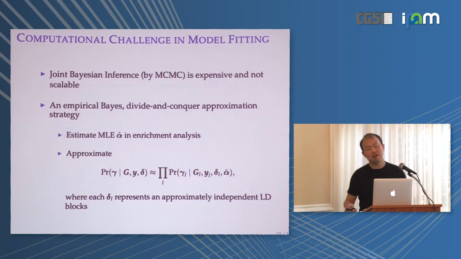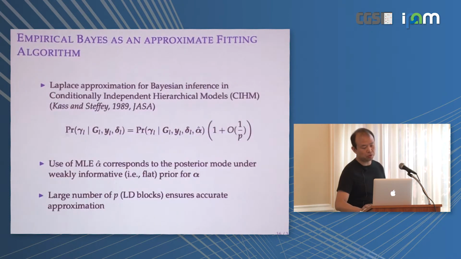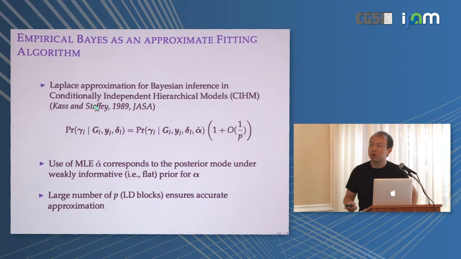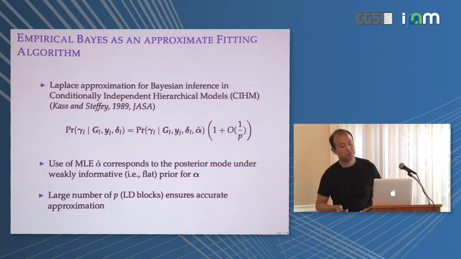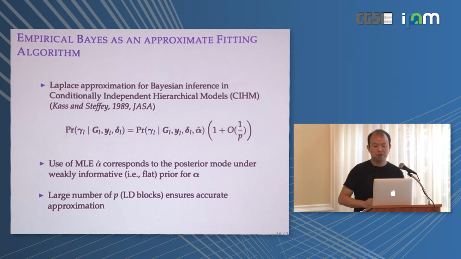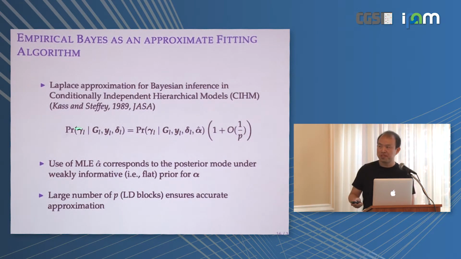So the argument of that is actually very interesting. We go back to the literature, and we find there is something interesting about that. This is the so-called Laplace transformation for Bayesian inference in conditional independent hierarchical models. This is from around 1988, 89, when people didn't have those powerful computers, so they thought about these computational tricks. And the argument is that they're actually very useful nowadays.